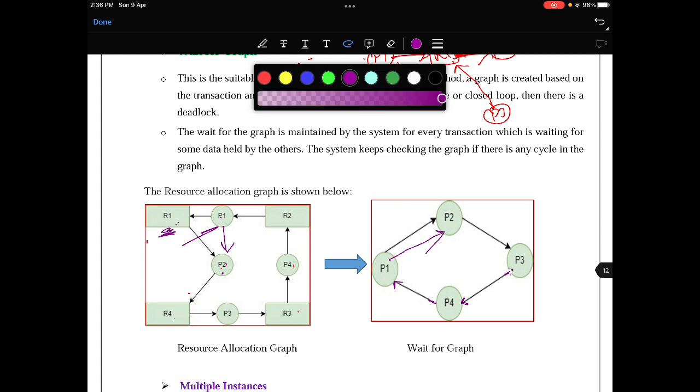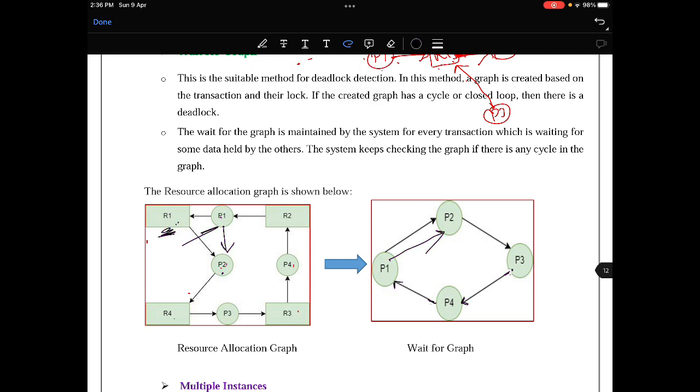Now, next one, P2 is demanding R4 and R4 is allocated to P3. It means P2 is dependent on P3. Now P3 is demanding R3 and R3 is held by P4. That is, P3 is dependent on P4. Similarly, P4 is dependent on P1.